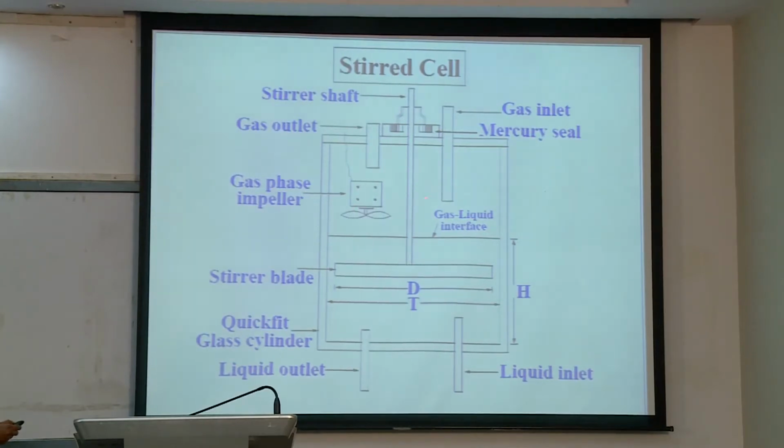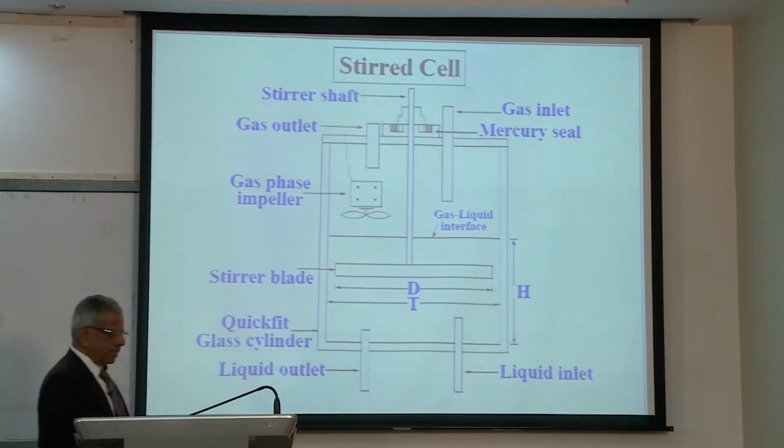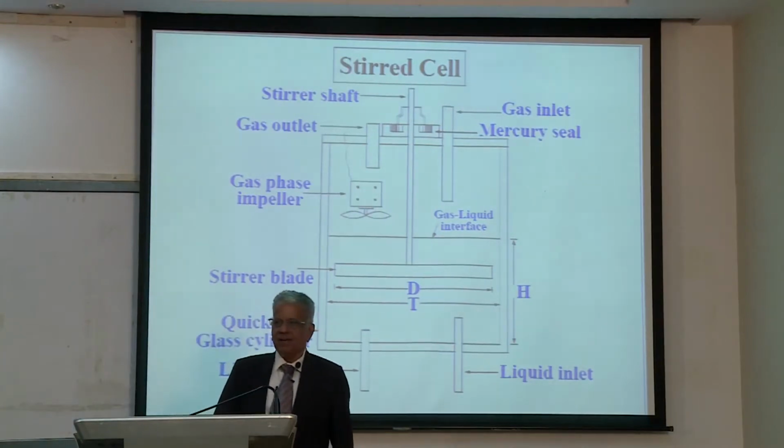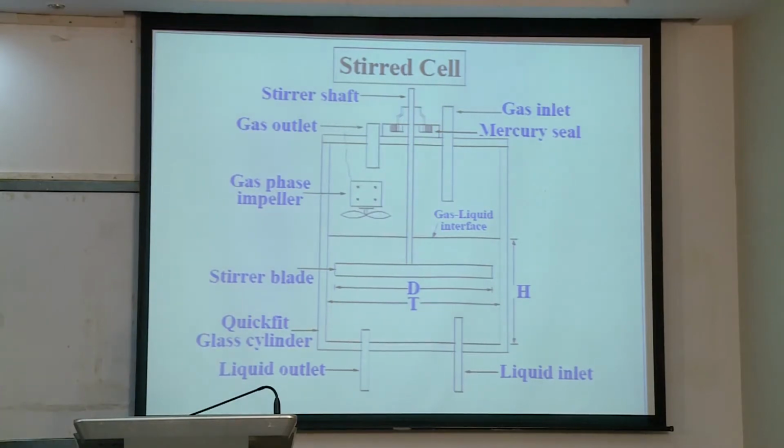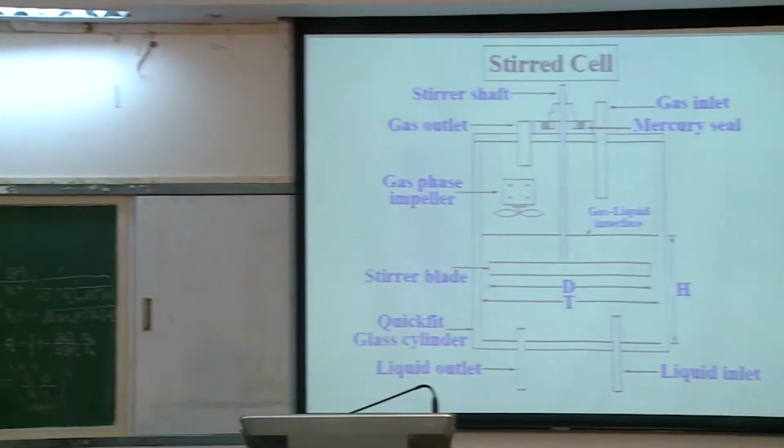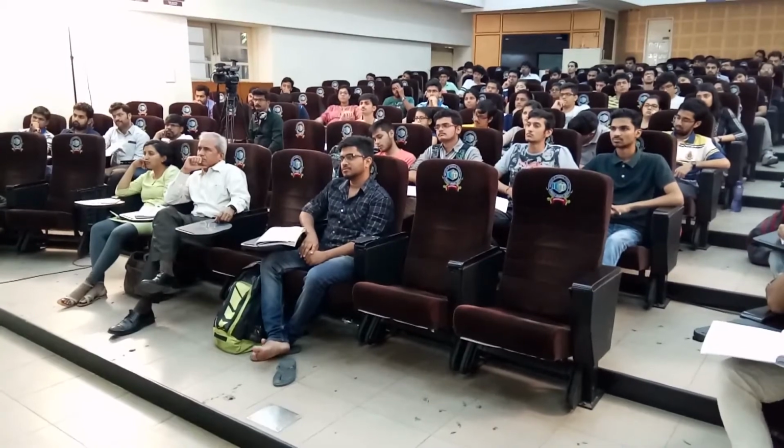The only difference which is made is now the impeller in the light phase is also paddle type, and in the heavy liquid is also paddle type. Correct? And another difference is both the impellers, the speed can be varied independently. So, these two provisions are made for liquid-liquid contacting. So, that is also called stirred cell.